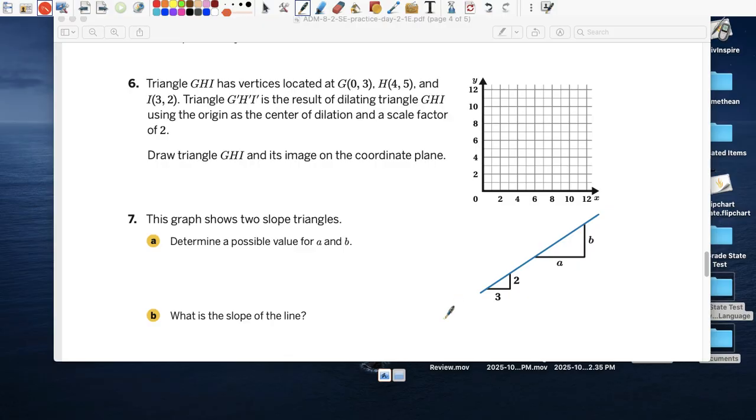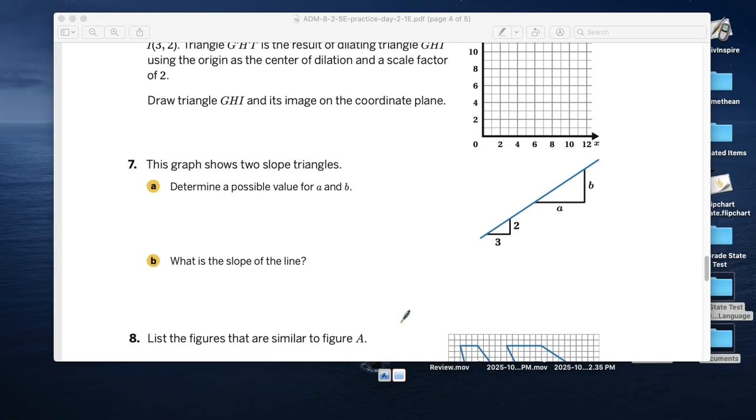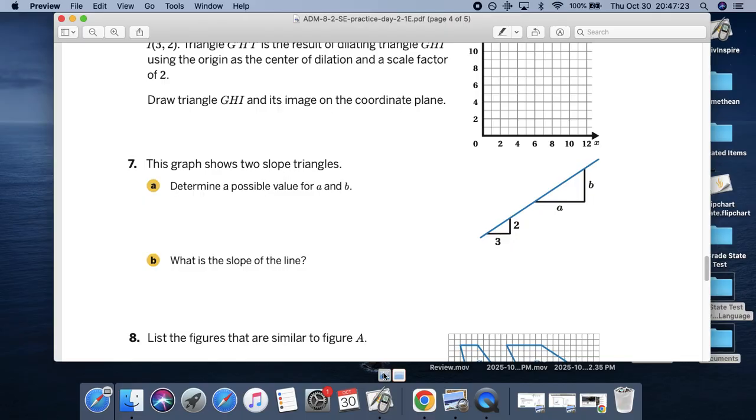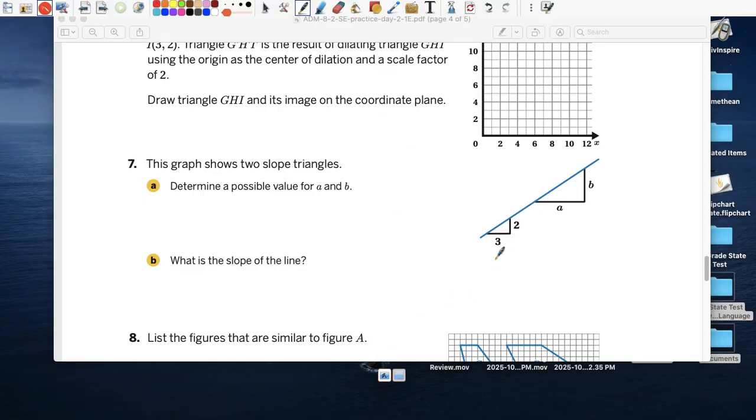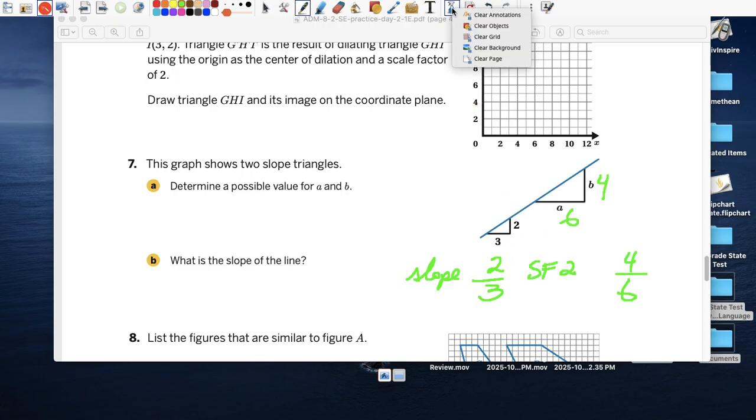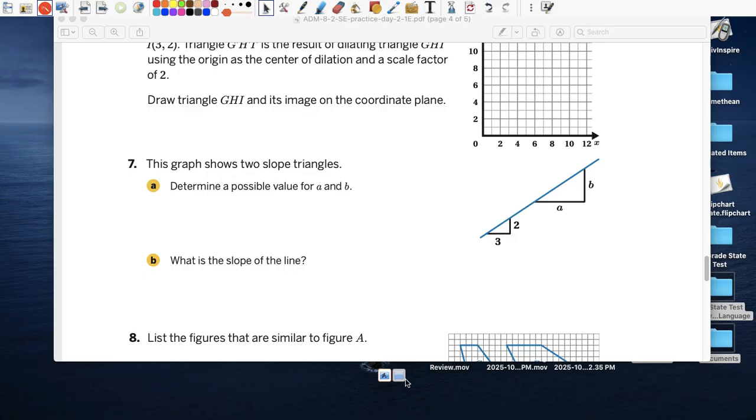Here's a slope of 2. Let me just do this. Well, the slope here is 2 over 3. Right, we know that because it's height over base. This is a bigger similar triangle, so they scaled it up by a number greater than 1. Pick one. I'm going to pick 2. So let's do a scale factor of 2. I multiply 2 by 2, we get 4. I multiply 3 by 2, we get 6. So this is a possible 4, and this is a possible 6. What is the slope of that line? It's also 2 over 3. Why? Because those 2 points are on the line and they're similar.